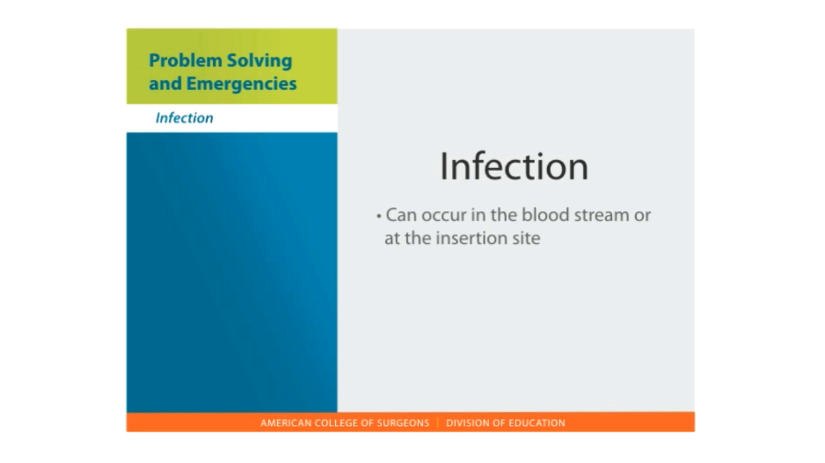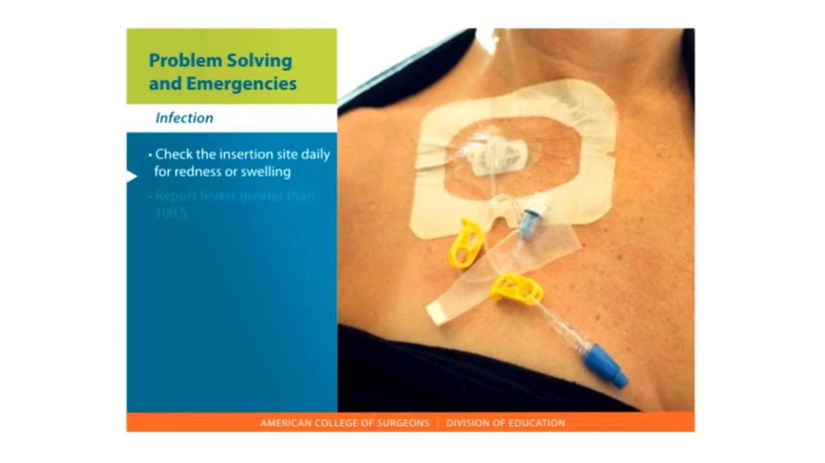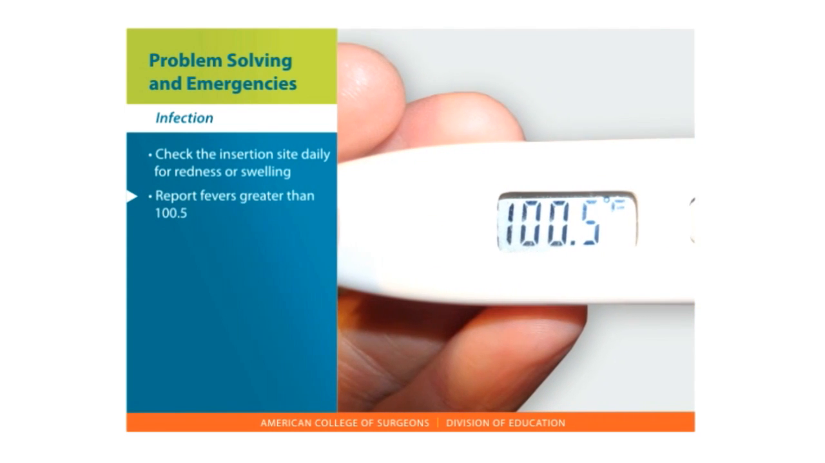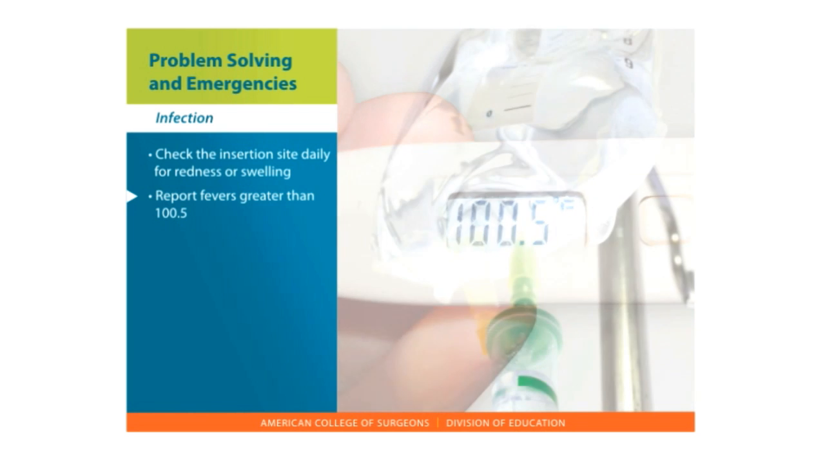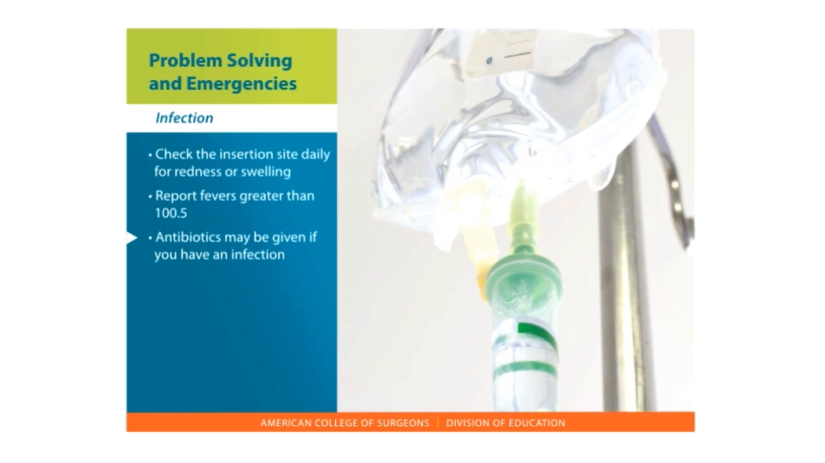An infection can occur in the bloodstream or at the insertion site. Check the insertion site daily for redness or swelling. Report any fevers greater than 100.5. If you have an infection, you may be given antibiotics in the line or the line may have to be removed.